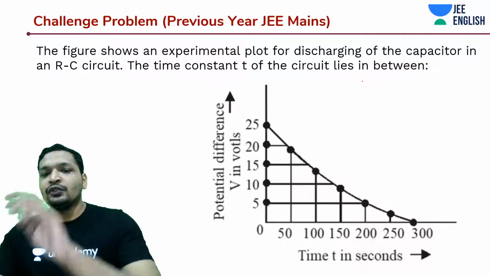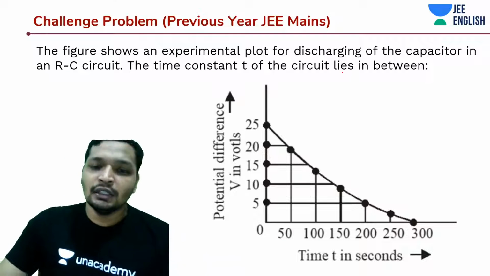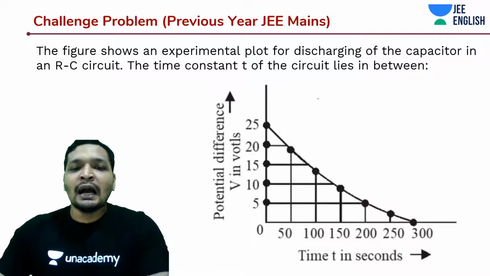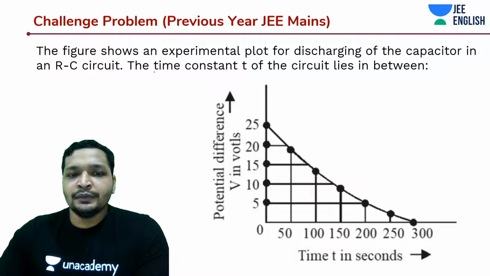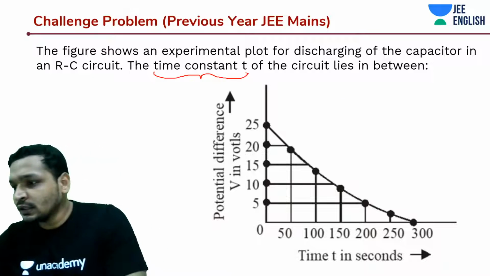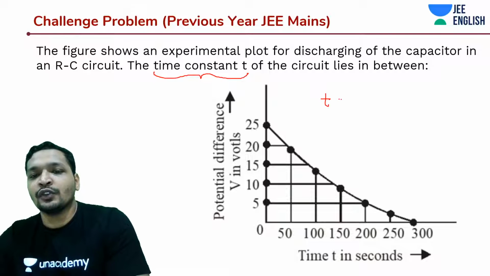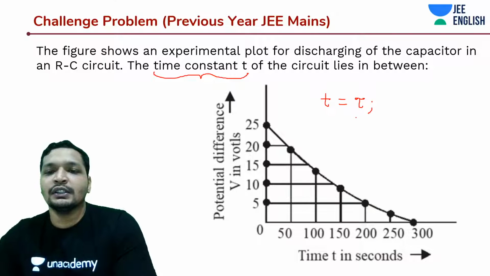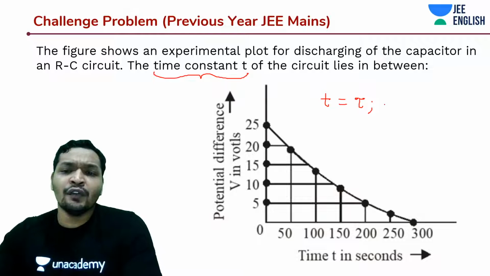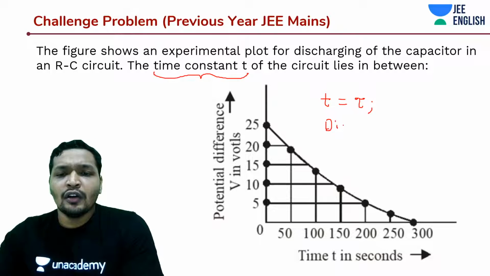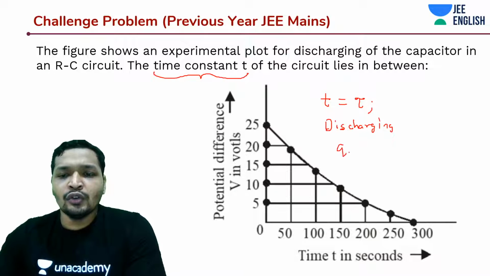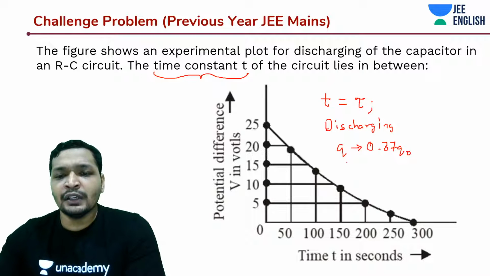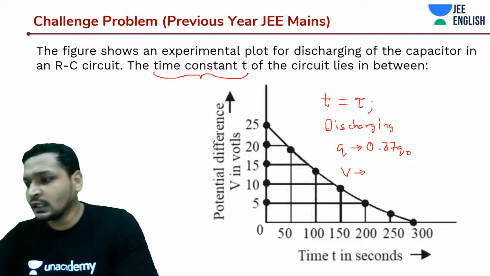Okay, let's zoom in the graph. It looks something like this. So what happens at T is the time constant is what they will mention. Okay, time constant means T is equal to tau. So Roshan, what's the answer? Like how do you do this? What happens at T is equal to tau for discharging? For the discharging case, your Q becomes 0.37 Q naught, and similarly your V becomes 0.37 V naught.